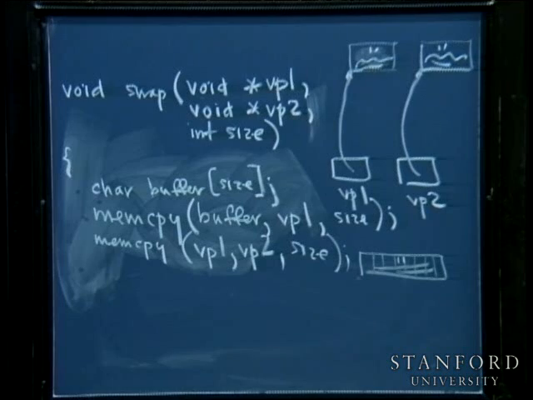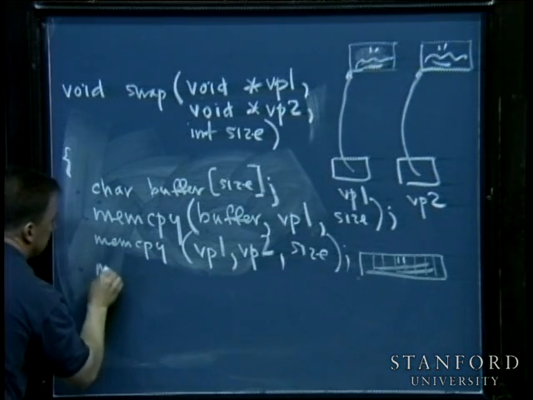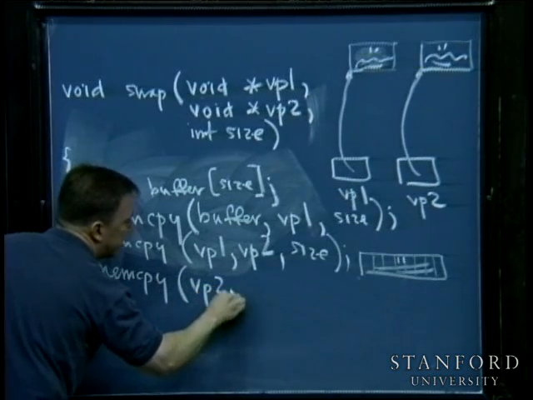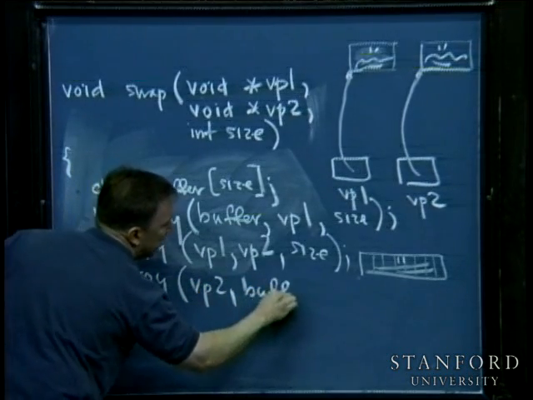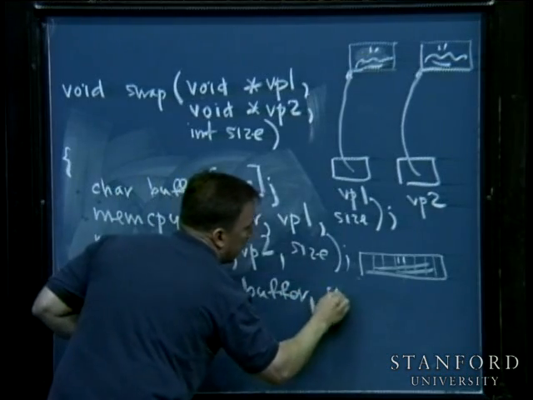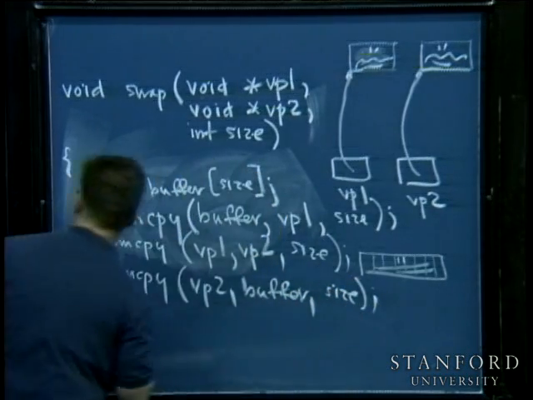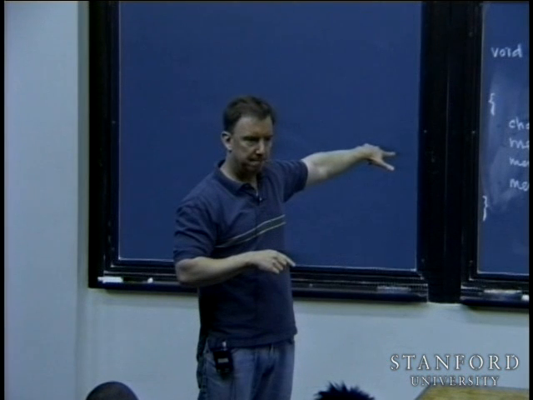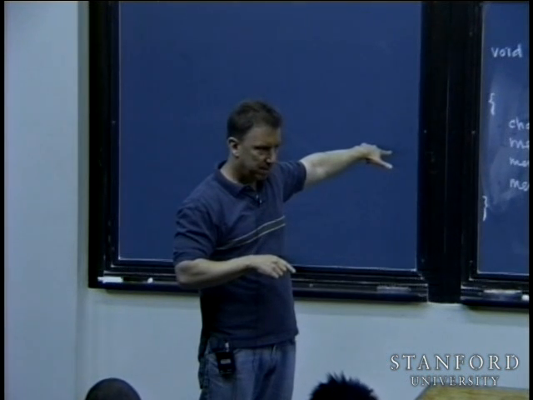Okay? And then finally, I do this, copy to the space VP2 this stuff that was stored in buffer, and I get that done. So it achieves the same byte pattern rotation that you see in that very type-specific version up there. It just does it generically. Okay? Does that sit well with everybody?